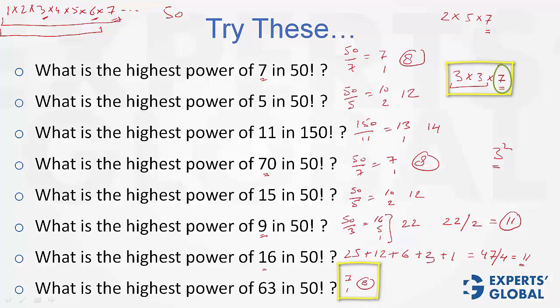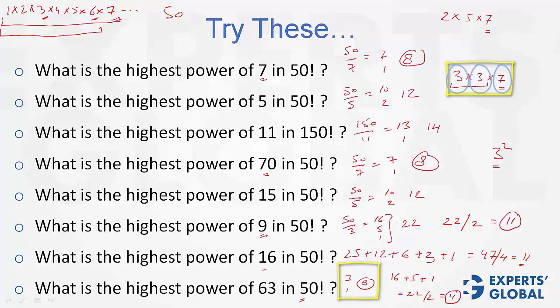Now, in case you are confused about which factor to choose, I would suggest that you find the answer using both the values and then choose the smaller one. For example, in this case, if you were confused, try to get the answer using 3 as well. 50 divided by 3 is 16. 16 divided by 3 is 5. 5 divided by 3 is 1. The sum turns out to be 22. And then pairs of 3's. So 22 divided by 2, the value is 11.